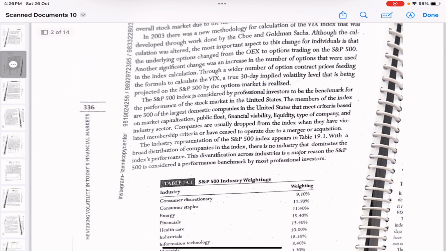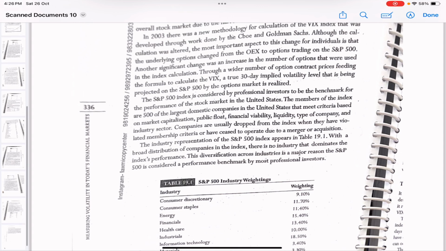So Goldman Sachs and CBOE together created the original VIX index, and the formula was altered from what was used during the OEX options.